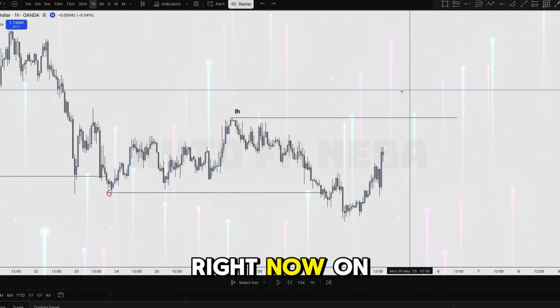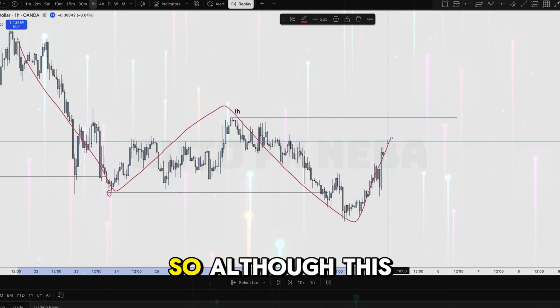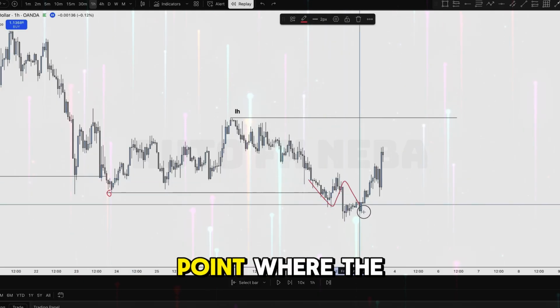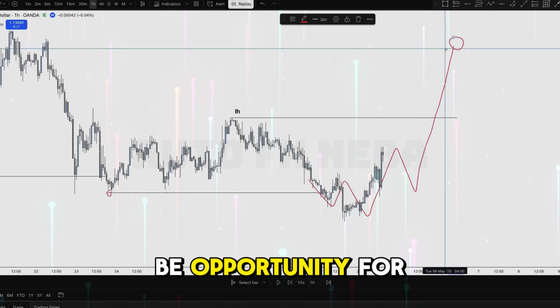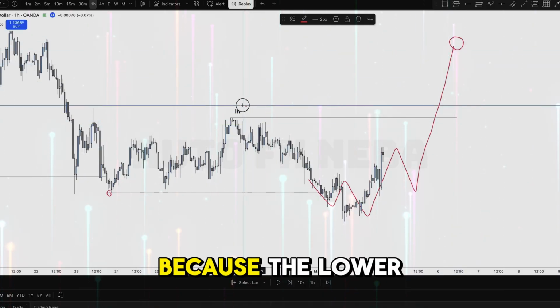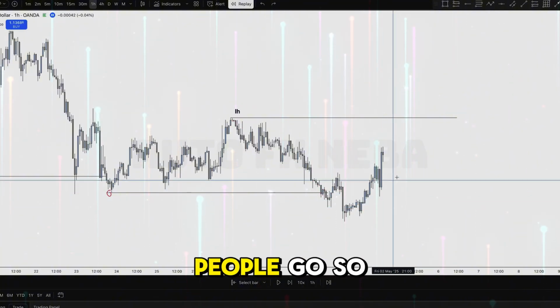Now what we've got right now on the flip side of that is simply impulse, correction, impulse, correction. So although this in itself looks like a point where the market has shifted structural direction, this should not be an opportunity for us to look for significant buys because the lower high of the impulsive movement down is still intact. This is where people go so wrong.